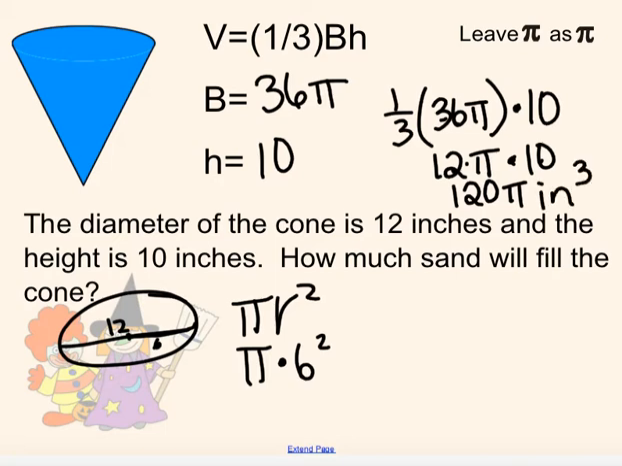If you have a problem where it says don't leave pi as pi and actually multiply it out, all we will do is take 120 and multiply it by 3.14. And we will get our answer in inches cubed.